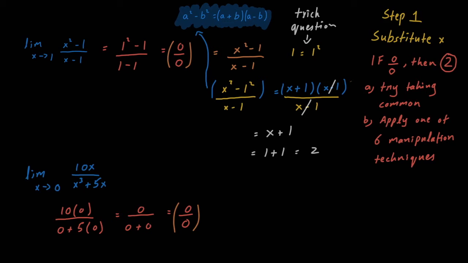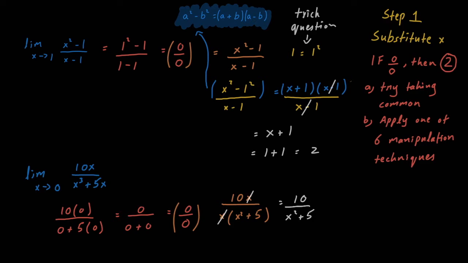The first step would simply be to try taking something common. In the numerator, we cannot take anything common, so it would be 10x divided by, in the denominator, we can take x common, and we'll have x square plus 5. Here we can cancel off x and we'll be left with 10 divided by x squared plus 5.